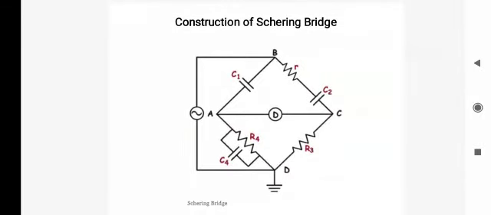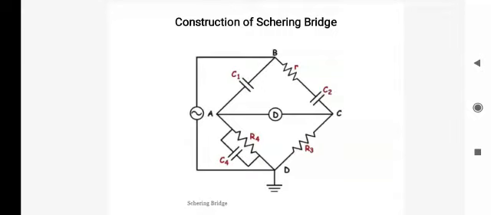So, in this we have 4 arms AB, BC, CD and DA. AB consists of a standard capacitor C1. BC consists of the capacitor under measurement C2 with resistor R in series. The arm CD consists of a known resistance R3. The arm AD consists of the parallel combination of resistance R4 and a capacitance C4.